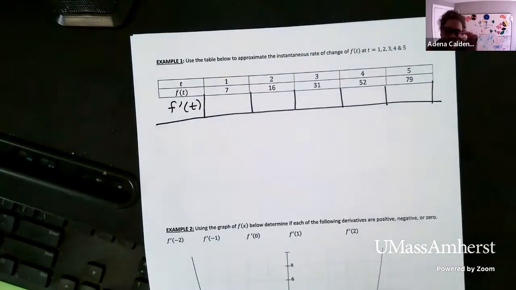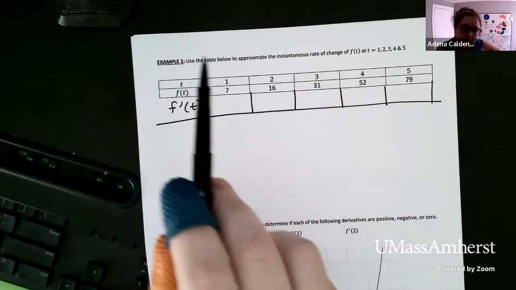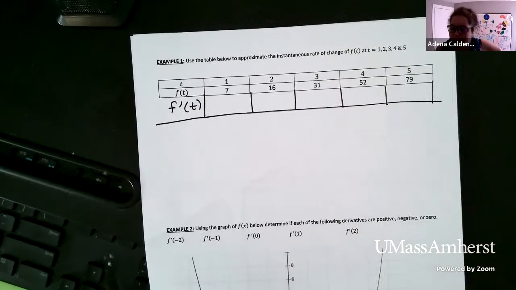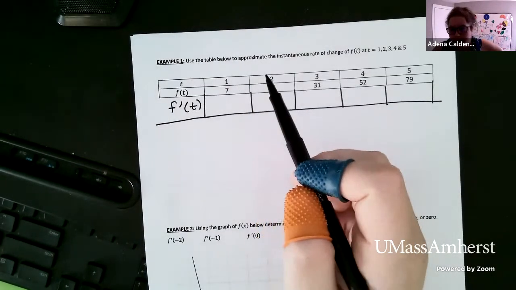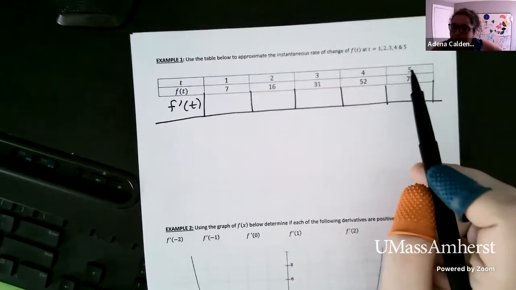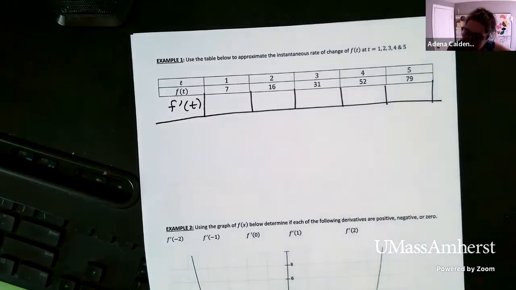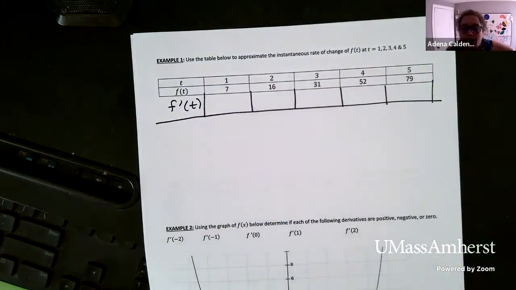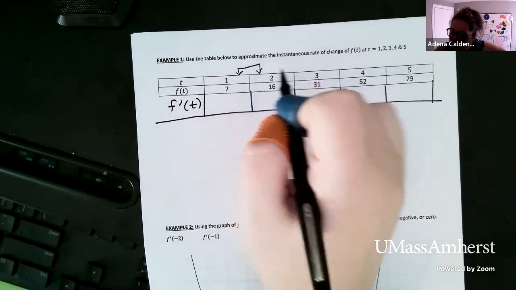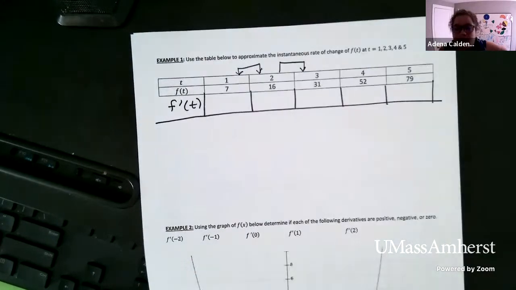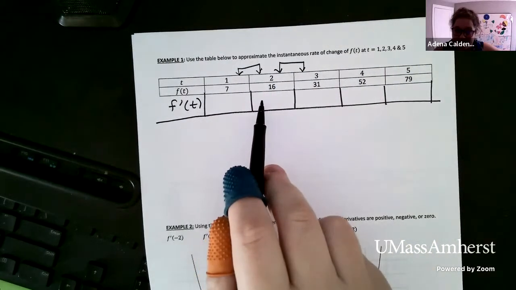So as a reminder, when you're on an endpoint, you can't do the left and the right because there's no left for this case and there's no right for this case. So if we're approximating the derivative at 1, we would only use the point to the right. And when we approximate the derivative at 5, we only use the point to the left because there is no other point. However, for 2, 3, and 4, we have 2 ways to approach this. What we were doing today is finding the rate of change to the left, finding the rate of change to the right, and then averaging those 2 numbers together to get our best guess.